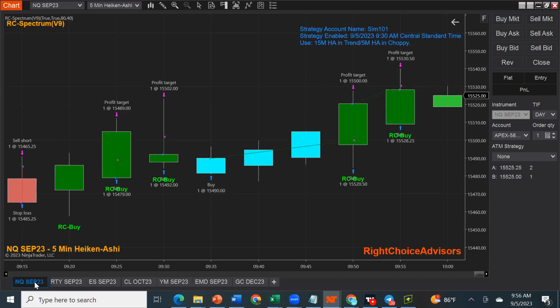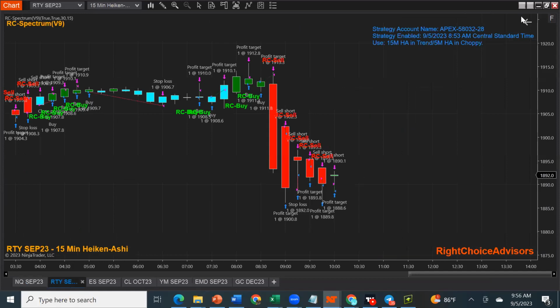Right, let's just go to other charts. I hope you are seeing the potential, right? NQ made nearly just one stop loss, but we have profit target 1, 2, 3, 4 completed. We may have another 2 or 3 more. Let's go to Russell.